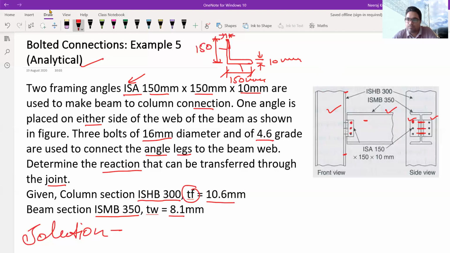In the problem, we are told that this angle is connected with the web of the beam, and we need to find out the strength. How much load from the beam? Say the beam may carry this UDL. So how much will the reaction be? The reaction due to the UDL will be something. So we need to find out the strength of this joint, like how much reaction it can transfer to the column. Okay, so this is what we are supposed to do.